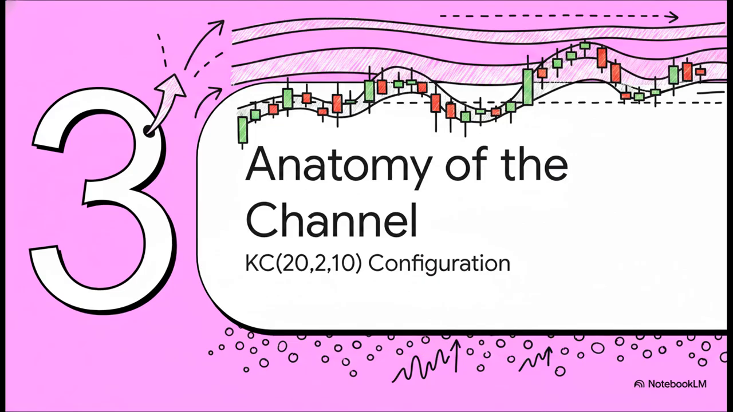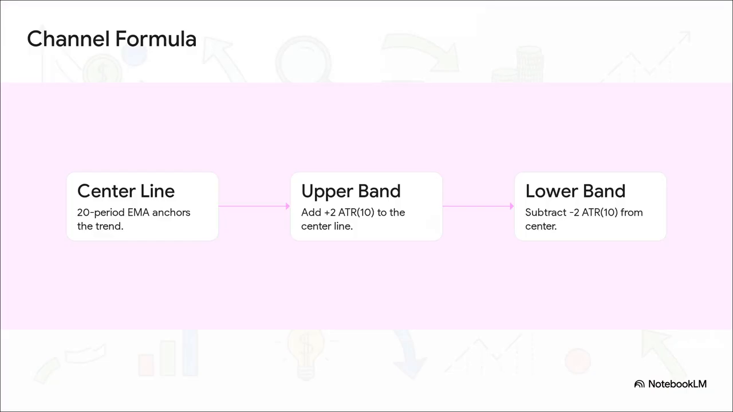Section 3. Anatomy of the channel, the KC2210 configuration. So how does it work? Well, the construction is this brilliant three-step process. First up, you anchor the trend with a 20-period exponential moving average as your center line. If you're on a 4-hour chart, that's tracking roughly the last 3.5 days of price action.